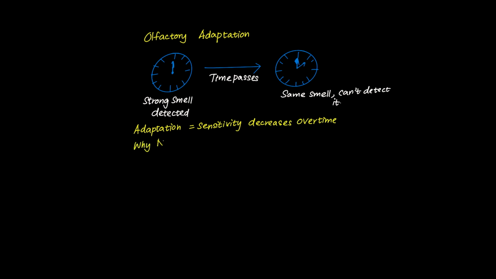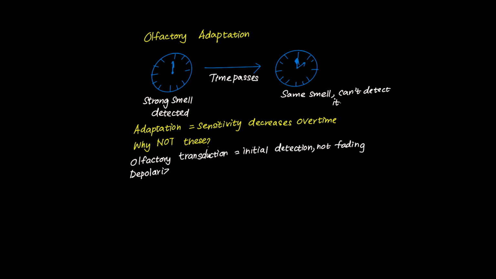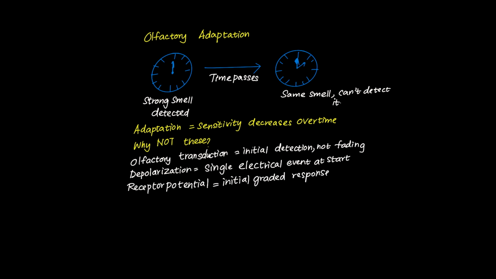Olfactory transduction is the initial conversion of a chemical odour molecule into a nerve impulse through depolarization. That's the detection event at the start, not the fading over time. Depolarization of the receptor cell is the single electrical event when an odorant first triggers the receptor. One moment in time, not a progressive decline. A receptor potential is the graded electrical signal produced when a receptor cell gets stimulated. Again, that's the initial response, not the gradual loss of sensitivity.